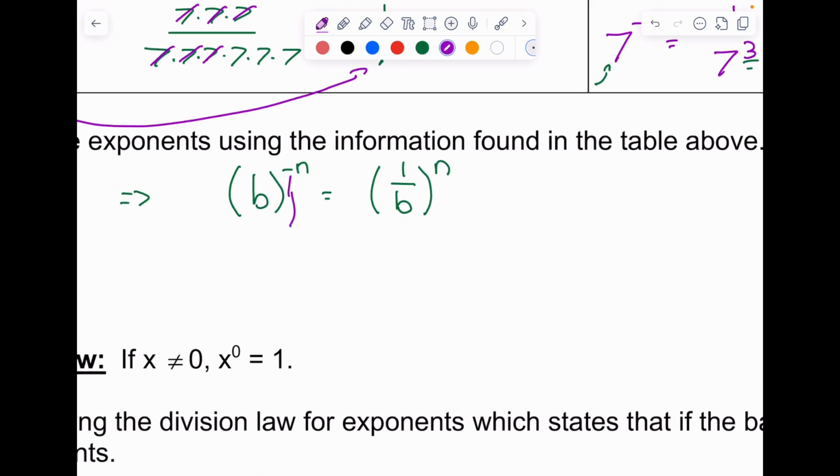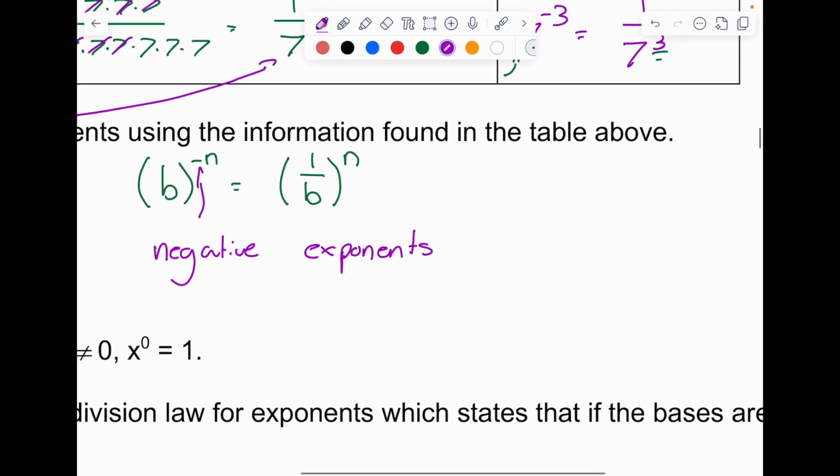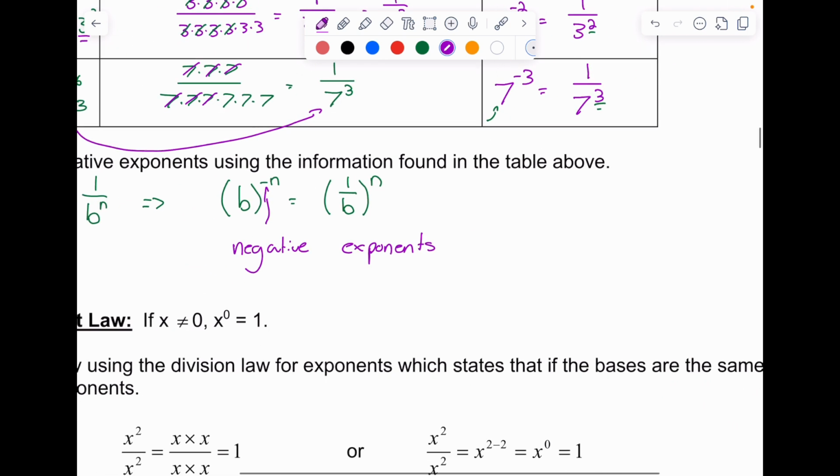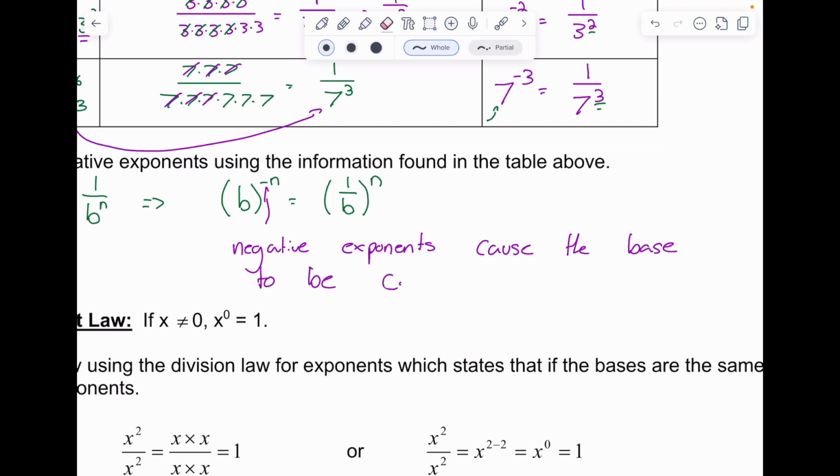So negative exponents create or cause the base to be reciprocated.